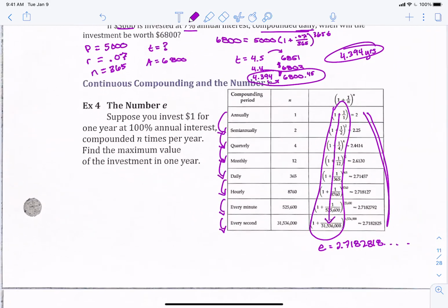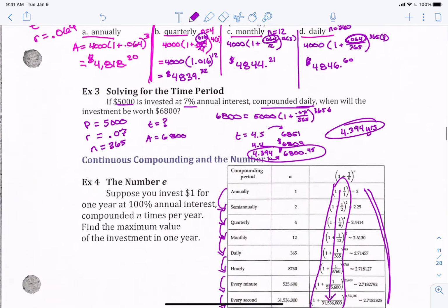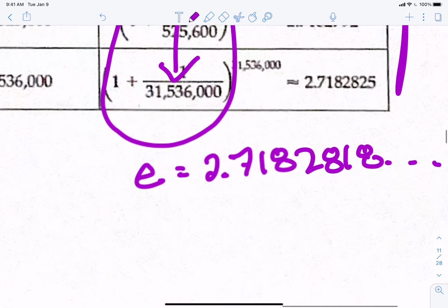Was that at the top of this sheet? No, at the top of section 5.2, we learned what E was. E was that number in your calculator. So we no longer have to compound every minute or every second or monthly or whatever else. We can just use E, and E covers all of our bases.